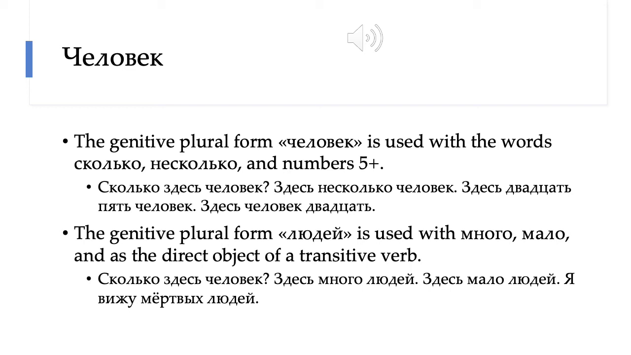But then we use the genitive plural form людей with много, мало, and when we have the direct object of a transitive verb. So we could say сколько здесь человек? How many people are there? Здесь много людей. There are a lot of people here. Здесь мало людей. There aren't very many people here. Я вижу мертвых людей. I see dead people.